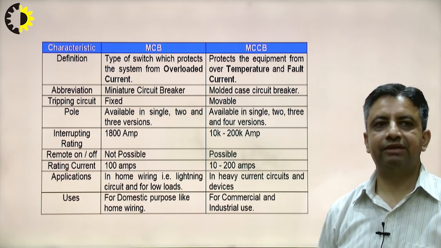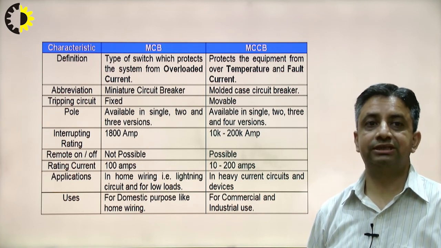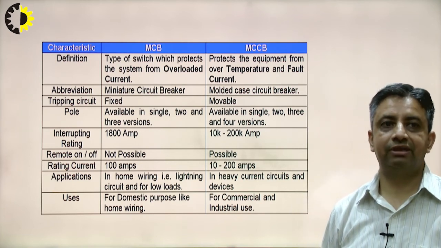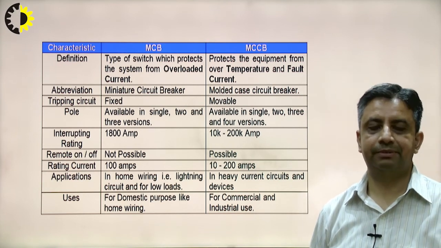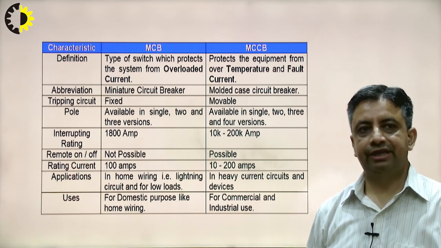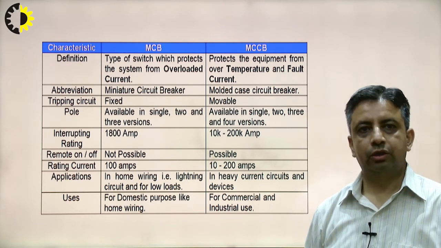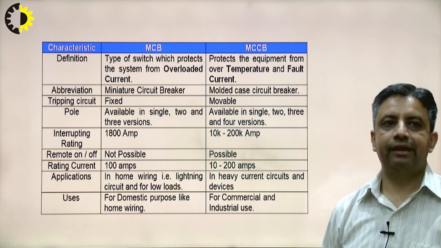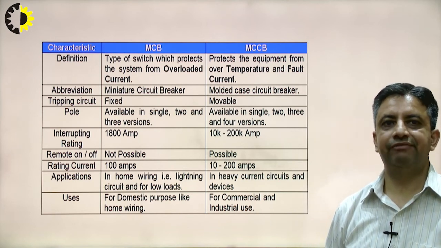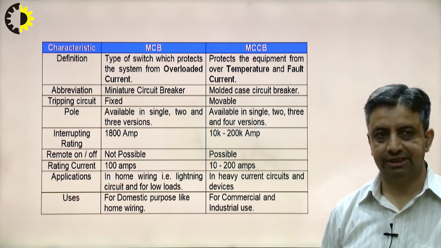The next important difference is the interrupting current capacity. As you can see here, there is quite a large difference between MCB and MCCB. MCB has an interrupting current rating of 1800 amperes, whereas MCCB can go up to 20,000 amperes also. Again, remote facilities are only available in the case of MCCB because they are used for industrial applications.